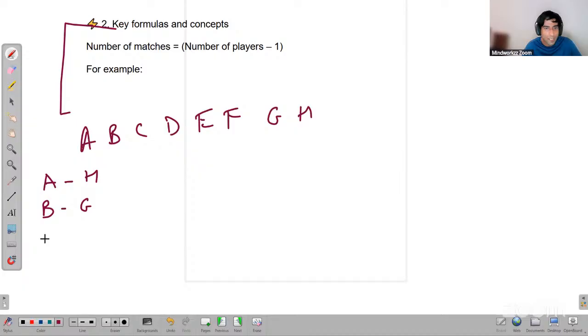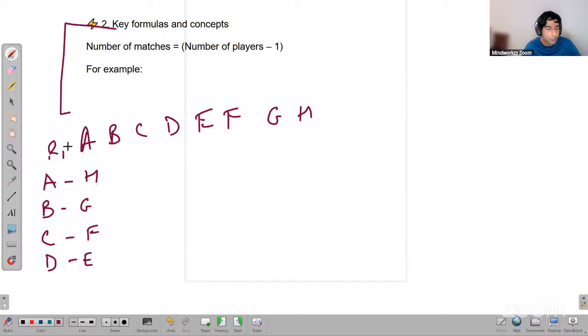Please understand these are hypothetical examples just to explain to you what happens in a tournament. Okay, and how, the theory. Let's say this is round one. These are the matchups which came about: A is going to play against H, B is going to play against G, C is going to play against F, and D is going to play against E.